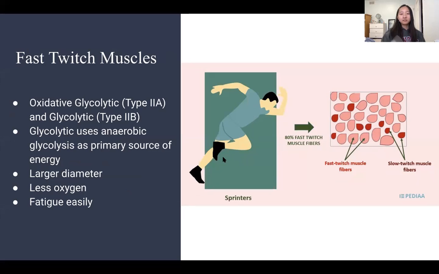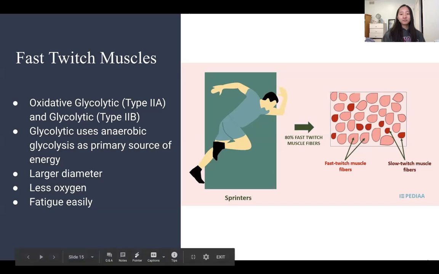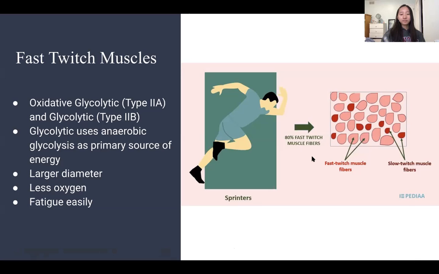Can anyone think of any other activities that might require your fast twitch muscles to be active? Yeah, I think these are all really good answers. When you touch a light bulb, you react to it by using the brain that quickly. Mm-hmm, yeah. Okay.